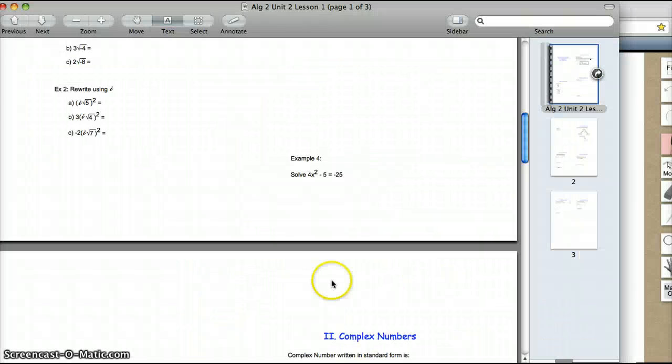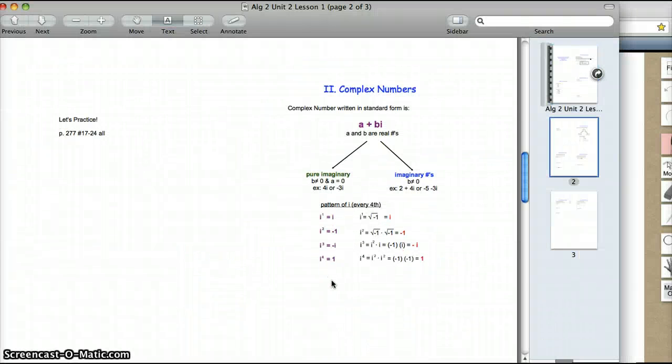Now, what we really want to talk about is complex numbers and how they're written. So complex numbers are written in what's called a standard form of a plus bi. Now, a is always your real number, and bi is always your imaginary number. So what it's going to look like is you're going to have 2 plus 4i, or a negative 5 minus 3i. So 2 is your real number, which is a, and 4i is your imaginary number, which is bi. And it's always written in this form. Complex numbers are always written in the a plus bi form.